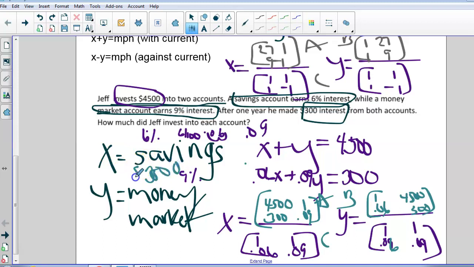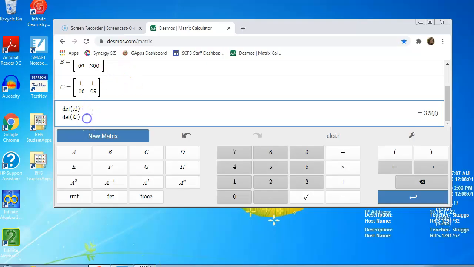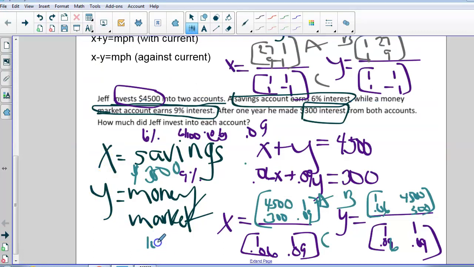And we're going to solve for Y. Y is going to be my money market account. That's DET of B divided by DET of C, which is $1,000. And that is how you solve special systems of equations.